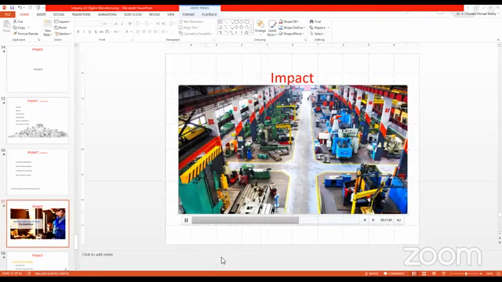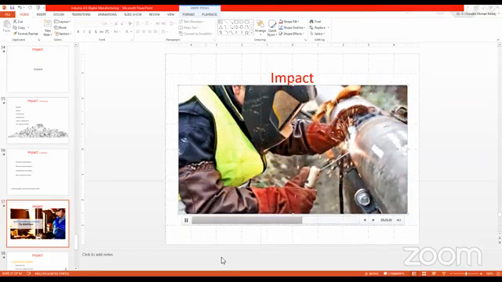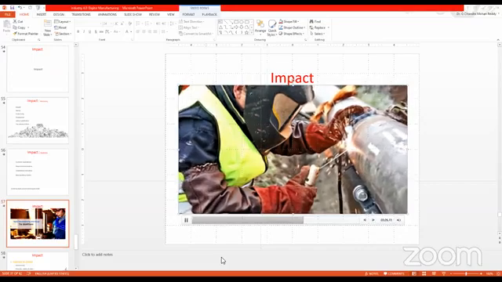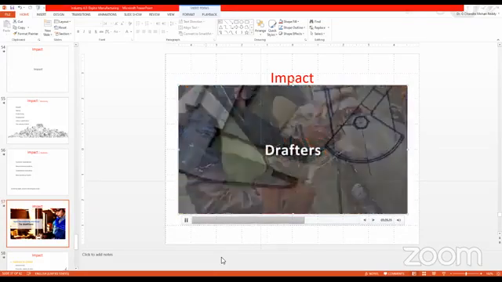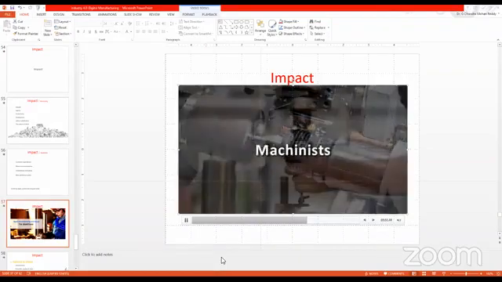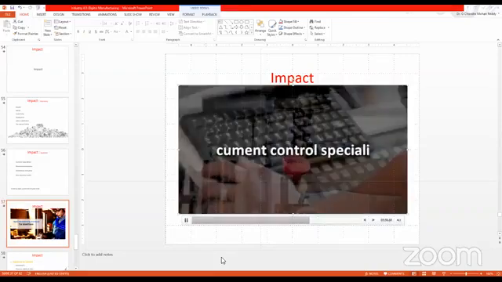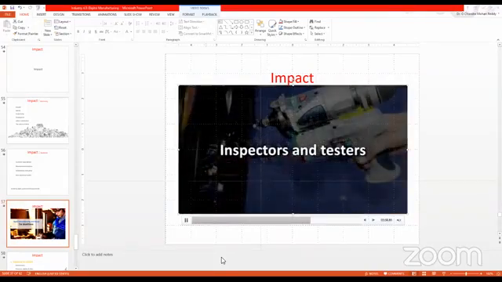This shift may result in changes in job titles. Manpower is working with the DMDII to identify and update job titles impacted by Industry 4.0. Titles and responsibilities for drafters, CNC programmers, machinists, especially those using manually controlled equipment, document control specialists, inspectors, and testers performing visual and manual inspections will all change.